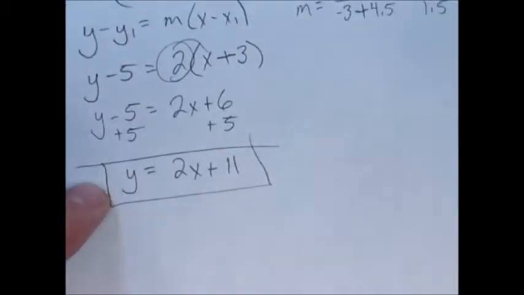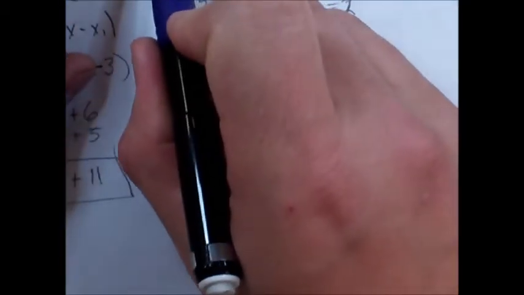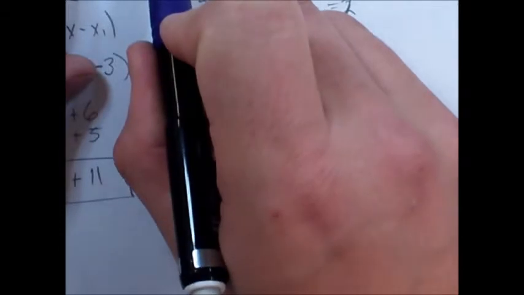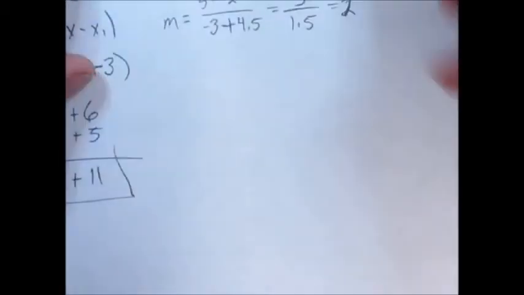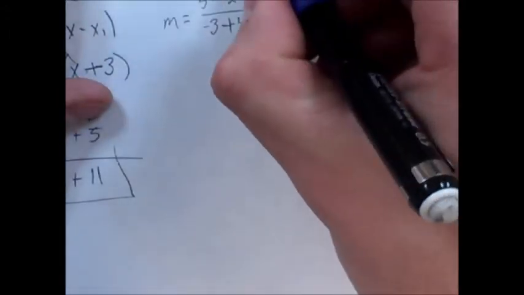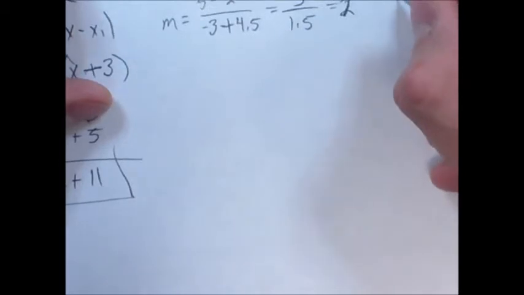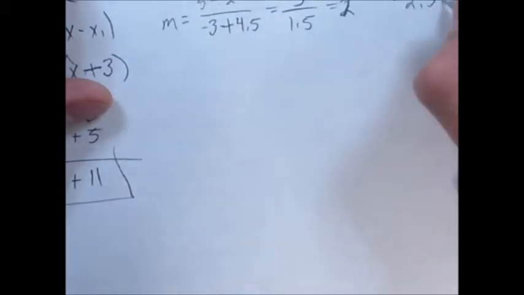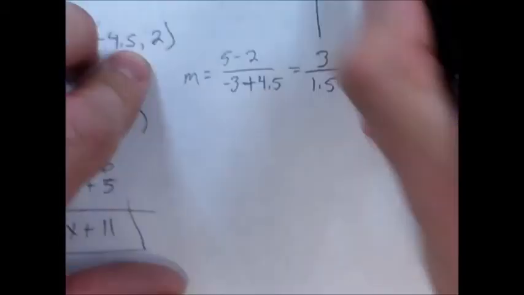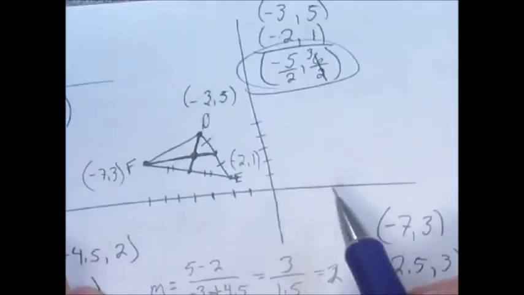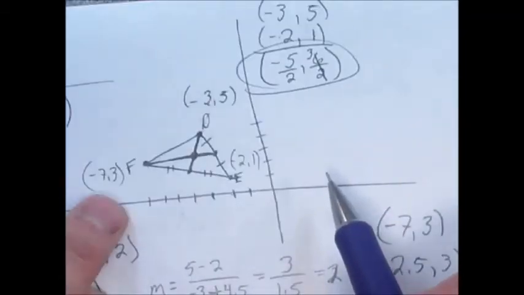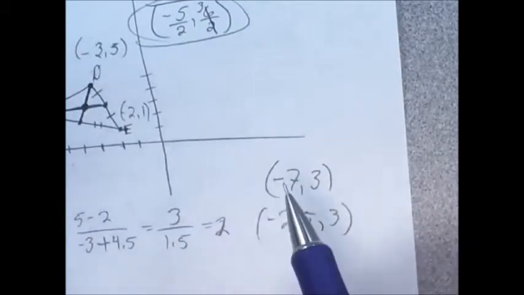Now we're going to do just calculator work on the next one, but you have to know what to plug in. I need to know the equation of this line right here. So it's the line that connects the point negative 7, 3 to the point that is the midpoint of D and E. The midpoint of D and E was negative 2.5, 3. I'm pulling that from the work that I did up here. Since I did the work, I'm going to use it.